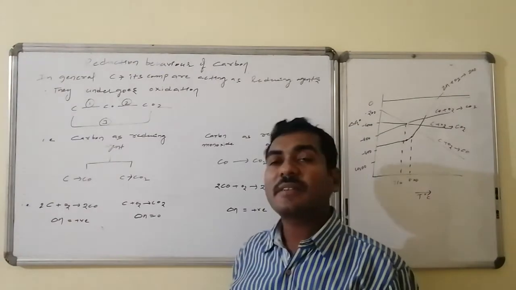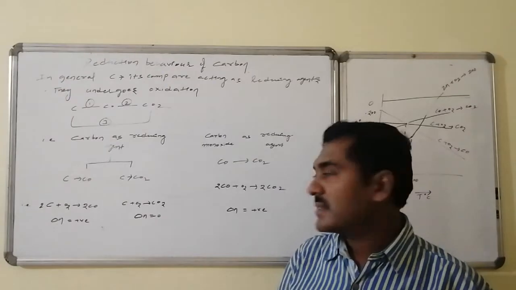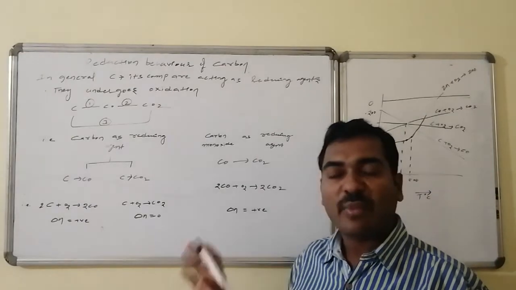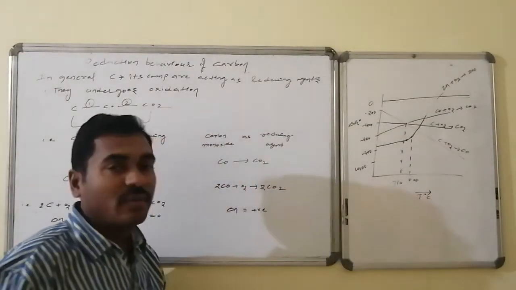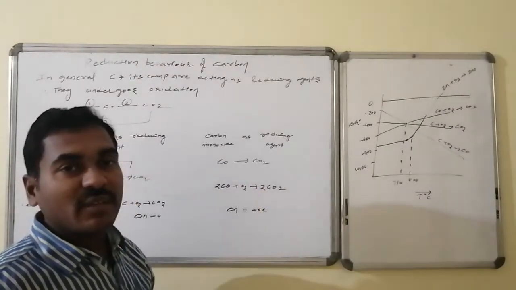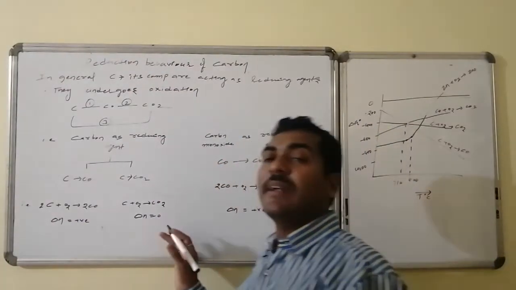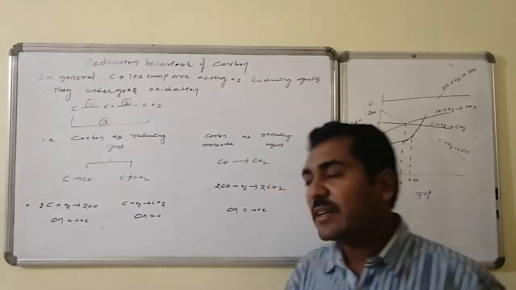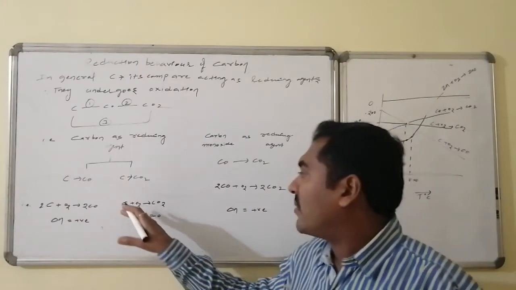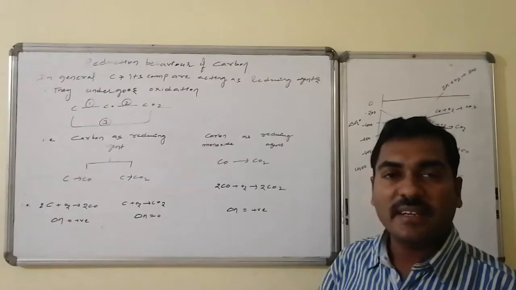If I write the balanced equations, 2 carbon plus 1 oxygen gives 2 carbon monoxide. Similarly, carbon plus oxygen gives carbon dioxide, which itself is a balanced equation. Similarly, for carbon monoxide to carbon dioxide, the balanced equation is 2 carbon monoxide plus oxygen giving 2 carbon dioxide. In all these cases, look at the delta N values, that is the entropy changes. Carbon is a solid. Here 2 molecules are formed from 1 molecule, so delta N is positive. In carbon dioxide formation, 1 oxygen gas is consumed and 1 carbon dioxide gas is formed, hence delta G is 0.